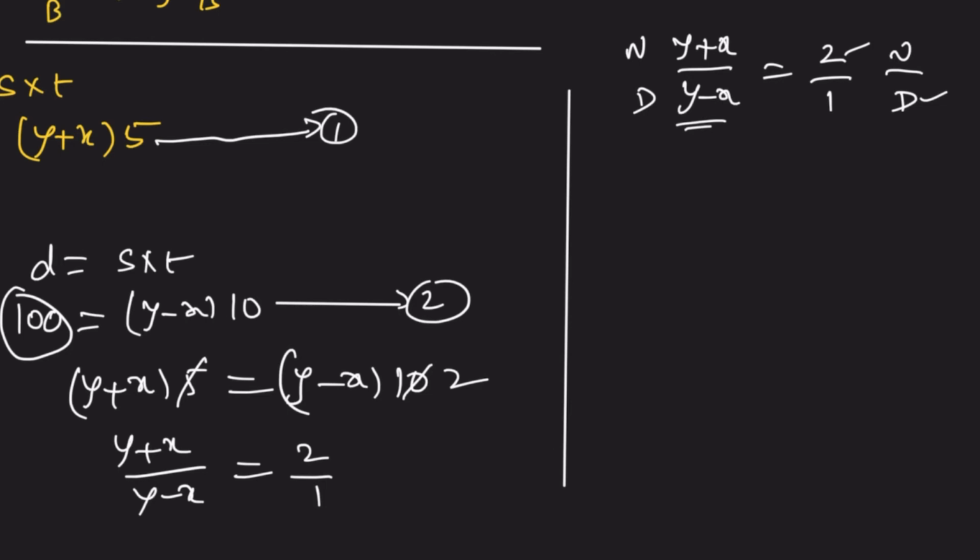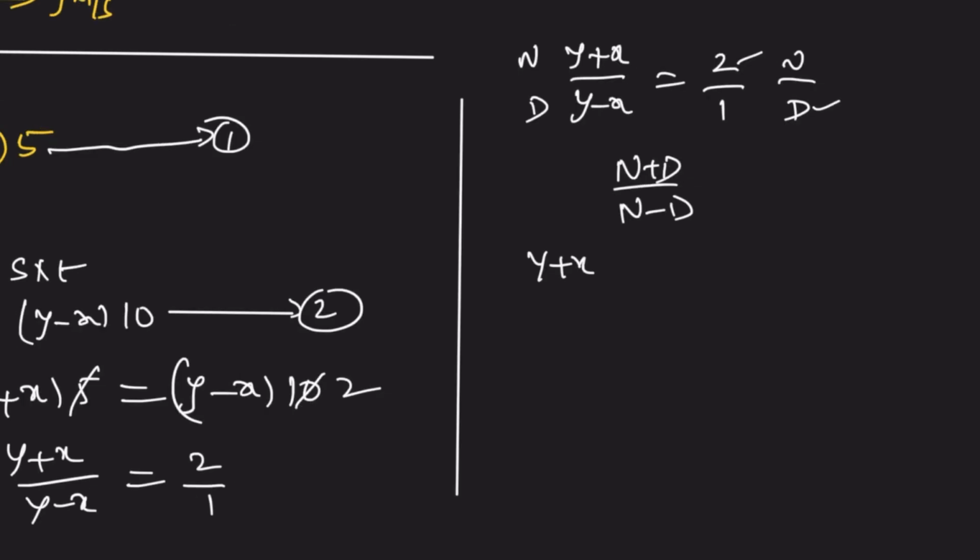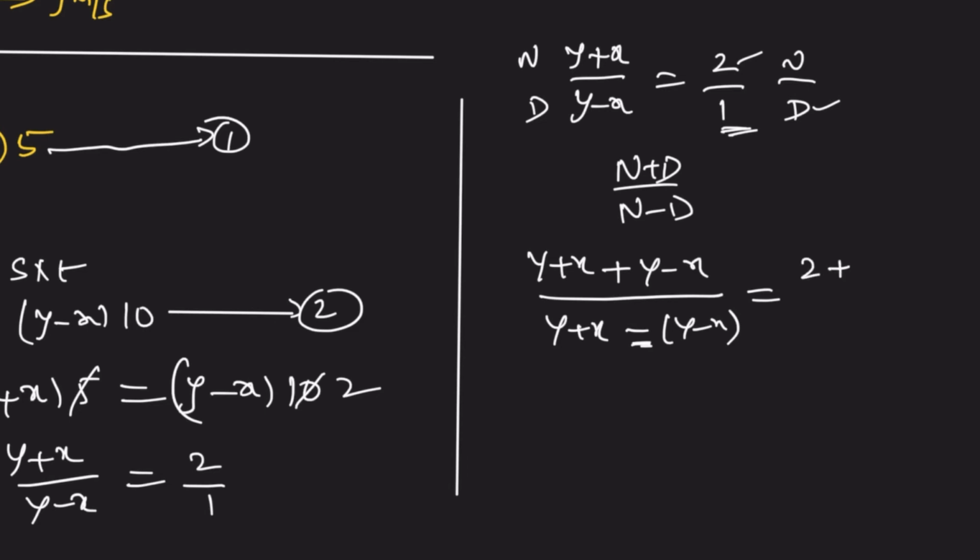Here there is one rule in mathematics: apply (n + d)/(n - d) on both sides. Here n is y + x and d is y - x, so after the minus we should take the bracket. On this side, what is the fraction? 2/1, so n is 2 and d is 1. So (n + d)/(n - d) becomes (2 + 1)/(2 - 1).